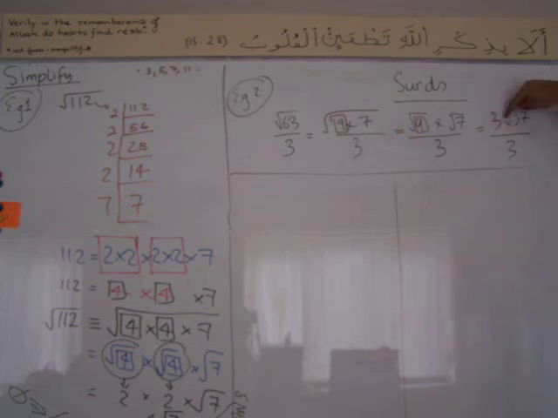So because we got times here, we can now cancel across. So divide this by 3 gives you 1. Divide this by 3 gives you 1. So we're left with 1 times by root 7 is root 7, and divided by 1 is still root 7. So that's the final answer for that one.